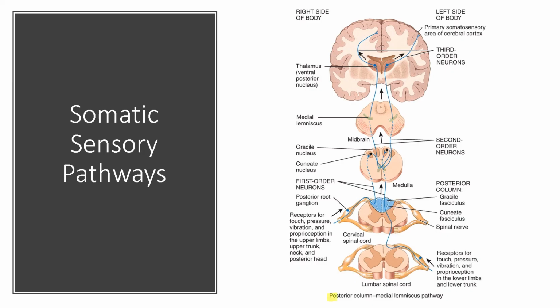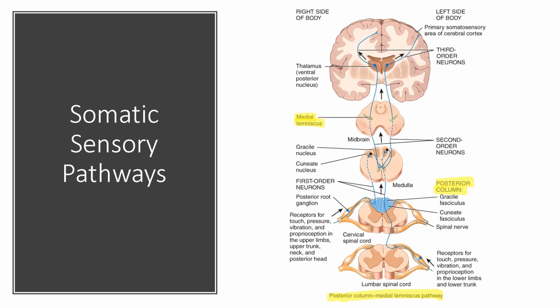So here we can see the posterior column medial lemniscus pathway, also known as the dorsal column medial lemniscus pathway. And its name comes from the names of the two white matter tracts that convey the impulses in this pathway. These are the posterior column of the spinal cord and the medial lemniscus of the brainstem. So we can see the medial lemniscus here and the posterior column down here. So these are the two white matter tracts that convey impulses in this pathway.